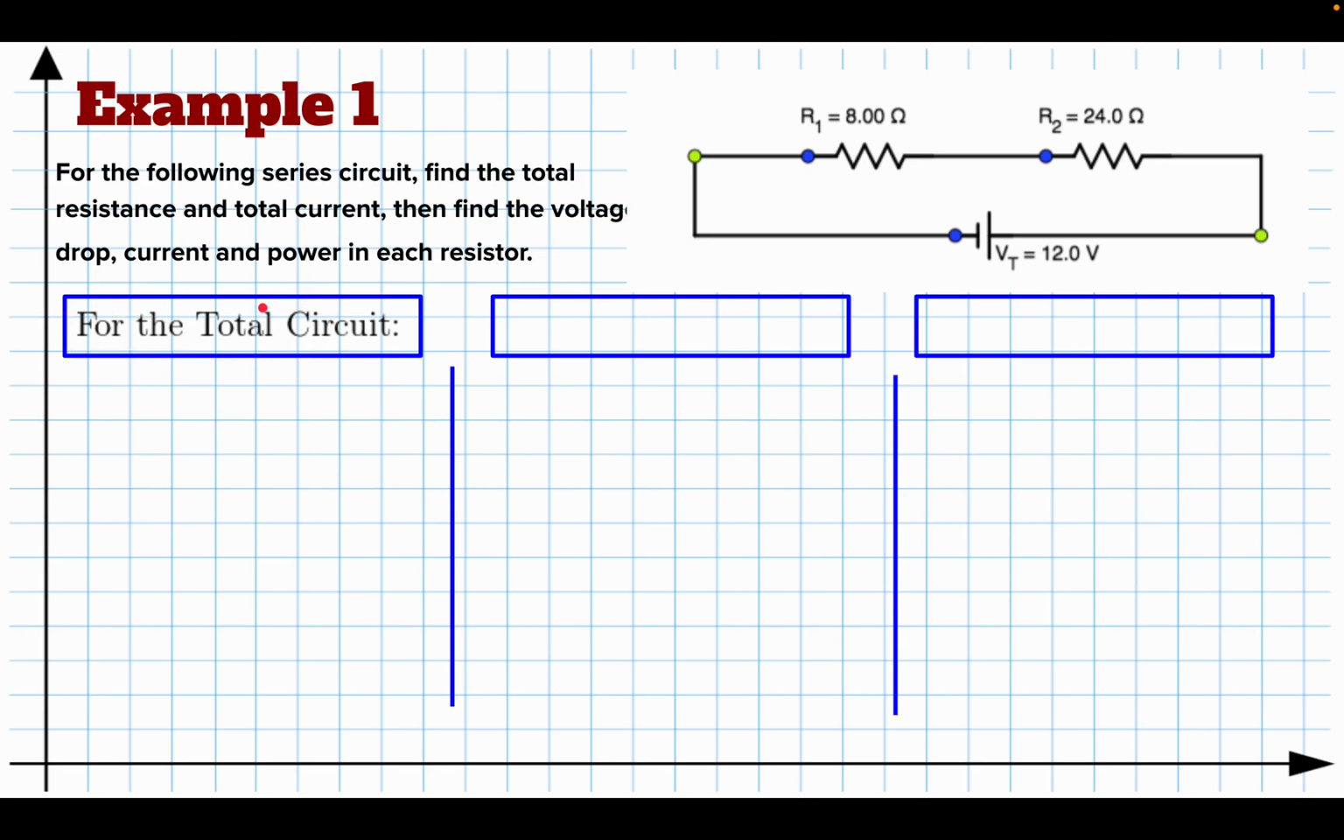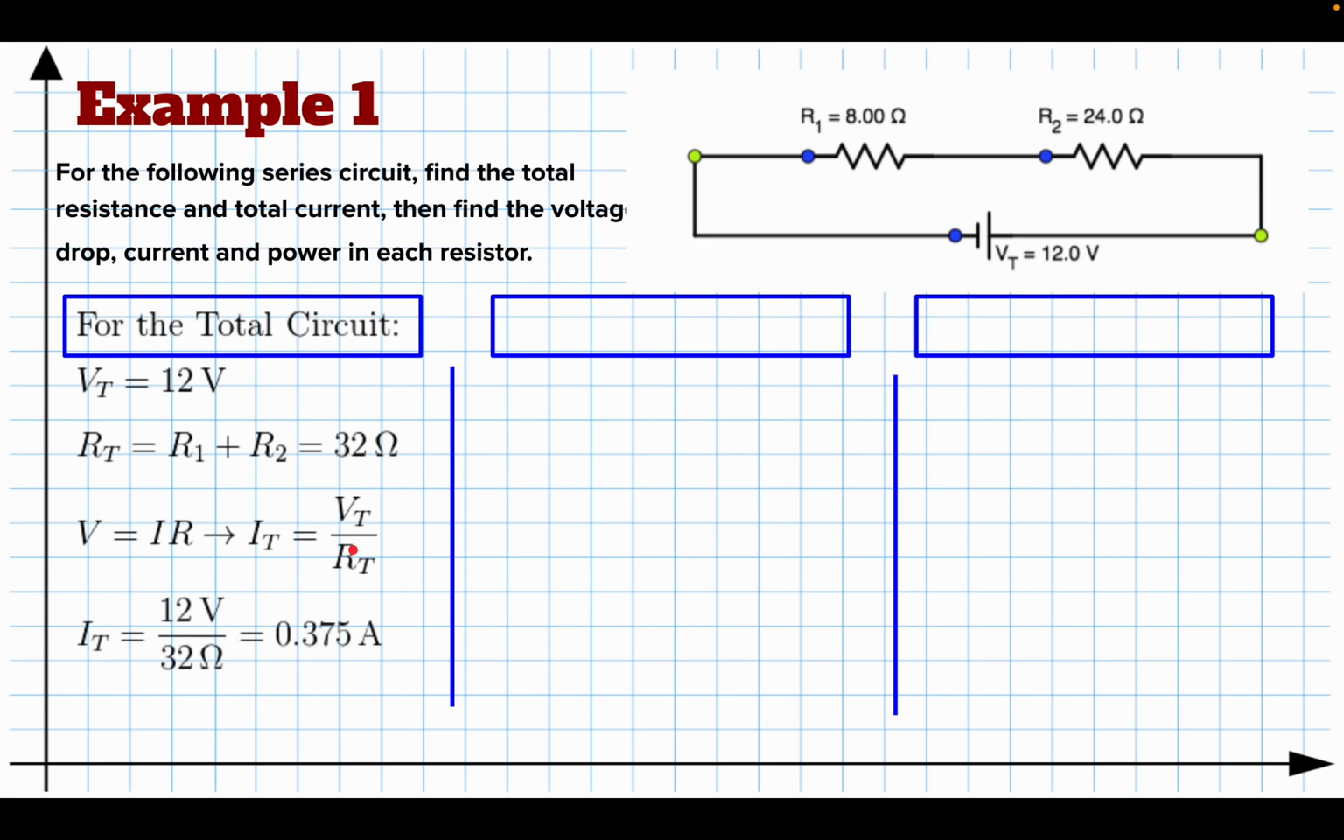For the total circuit, here's what we know. We know the voltage is 12 volts. We also know that the total resistance would be R1 plus R2, which is 8 plus 24, or 32 ohms. Now, if we know the total voltage and the total resistance, we can use Ohm's law, V equals IR, to find the total current. The total current will be the total voltage over the total resistance. So you take 12 divided by 32, and you get 0.375 amps. That is the total current that flows in the circuit. That's what flows out of the battery.